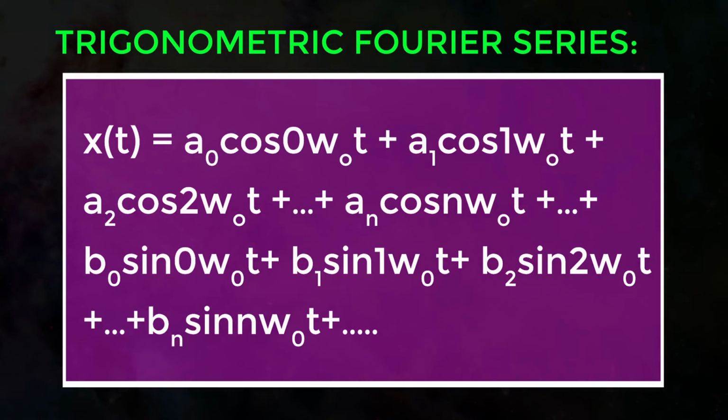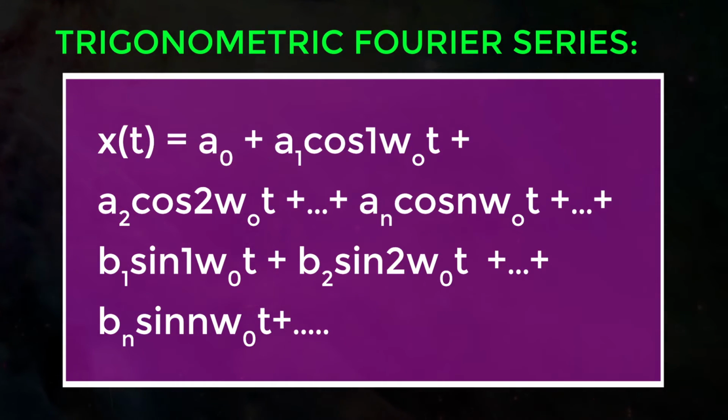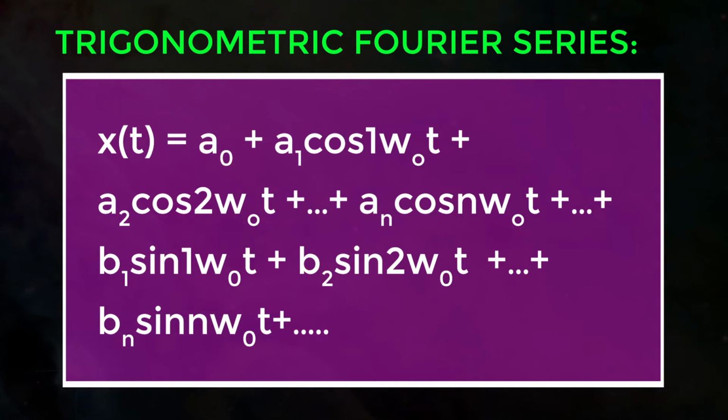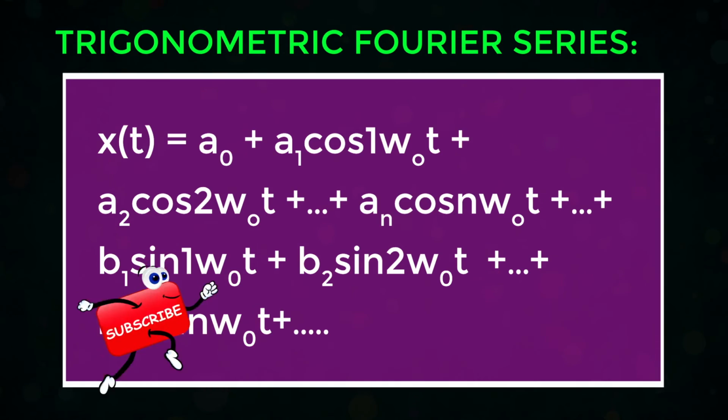x of t equals a naught plus a1 cos 1 omega naught t plus a2 cos 2 omega naught t plus and so on plus an cos n omega naught t plus and so on plus b1 sine 1 omega naught t plus b2 sine 2 omega naught t plus and so on plus bn sine n omega naught t plus and so on.